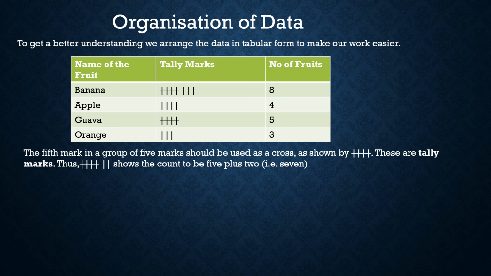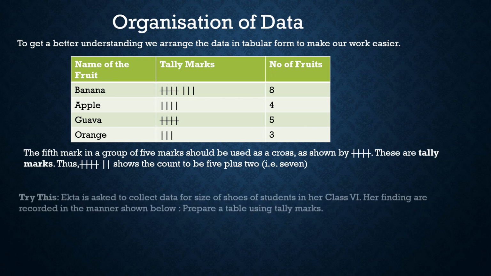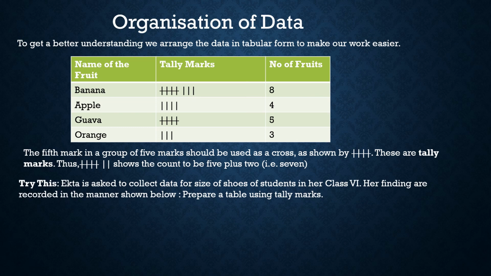Thus, banana 5 plus 3, 8 children like banana. Similarly, apple, 4 children like apple. Guava 5. Orange 3. Thus, we can arrange the data in a tabular form.